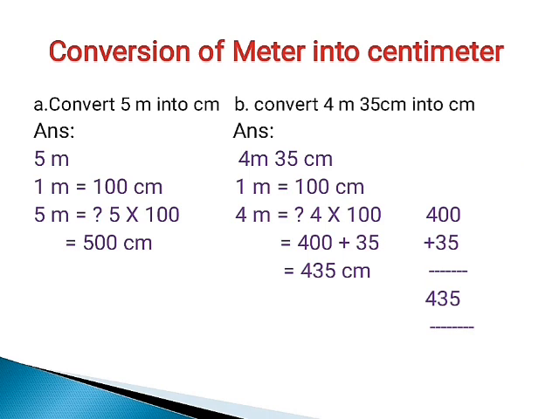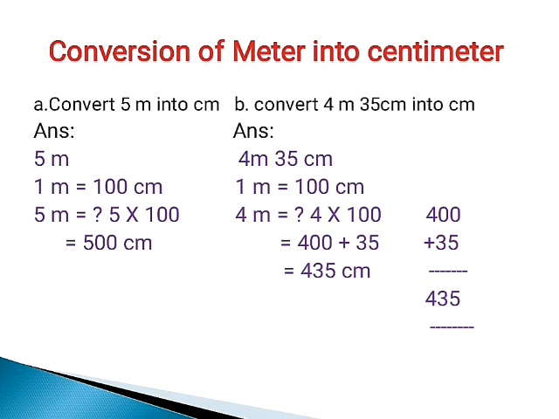Now look at sum A. Convert 5 meter into centimeter. They have given 5 meter and told you to convert it into centimeter. Now we'll move on to the answer. Whenever a sum is given, you should first write the sum as such. What sum is given? 5 meter. So write 5 meter. Next step, you should write the formula.